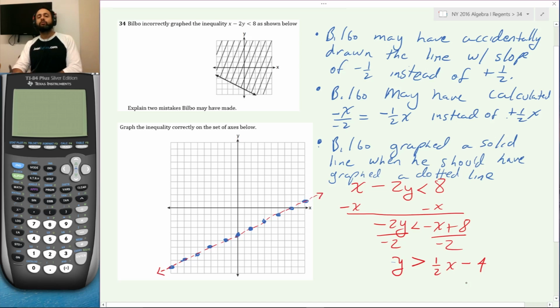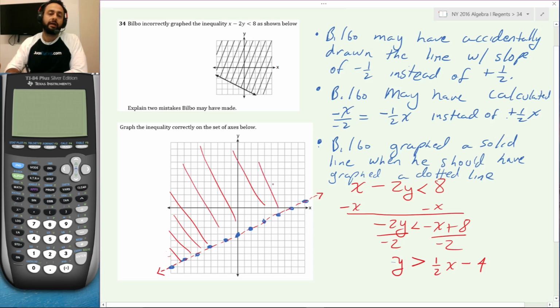And now y is greater than positive a half x minus 4, so we should be shading for greater y's, which is above. So shading above. Notice that shading in the wrong side is not an error that was made in this problem. So don't say that that was an error. And that's 4 points.